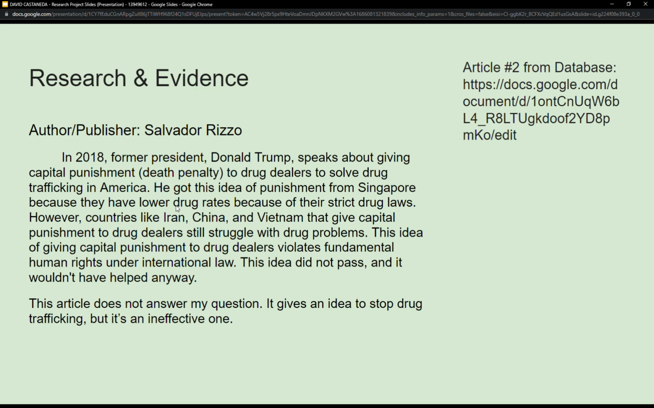This is the second article. It talks about Donald Trump, our former president. He was thinking of giving capital punishment to drug dealers who were caught in America. He got this idea from Singapore because they also do this punishment and they have lower drug rates. But in China, Iran, and Vietnam, they give the same punishment. They still struggle with drug problems. This idea also violates fundamental human rights under international law. So obviously this idea did not pass, and even if it had passed, it wouldn't really have helped America as a whole. So this article didn't really answer my question. It gave me an idea on how to stop drug trafficking, but not really an effective one. So I have to find another one.